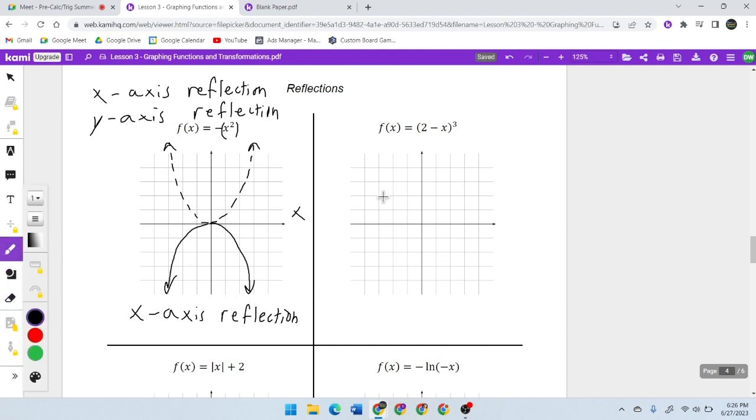Okay, now for the next one. Again, we're turning up the heat because we have a shift and a y-axis reflection in the same problem. So once again, whenever you have the 2 minus x in the parentheses, the first thing you've got to do is make sure x is in the first position. In other words, this really is negative x plus 2 cubed. And why do you want the x in the first position? Because that makes it easy for us to figure out what the shift is, left, right, up, or down.